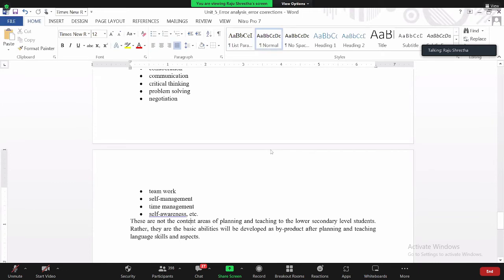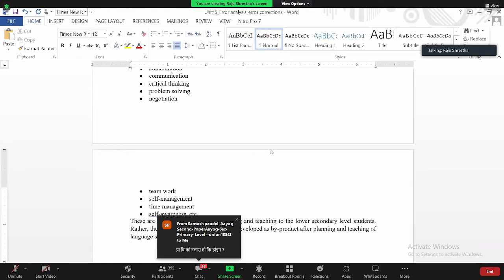Just to mention here, these are not the content areas of planning and teaching to the lower secondary level students. Rather, they are the basic abilities developed as a byproduct after planning and teaching of language skills and aspects.